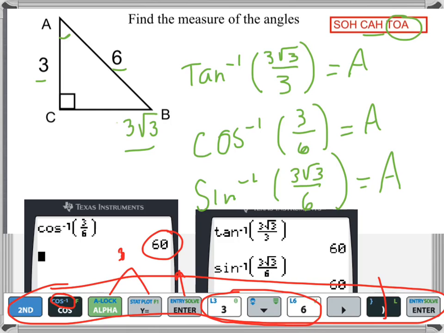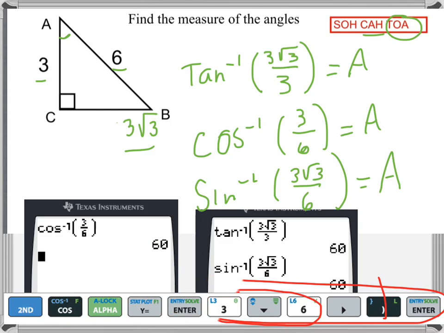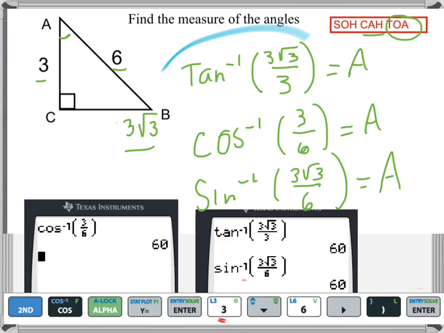Now just to check, I did the same thing with the inverse tan and the inverse sine, and you can see that in the second picture here. And they all get me 60, just like I said. So you only need to use one, but I wanted to show you. Okay, so it all gets the same thing. So you can choose whichever function that you have.